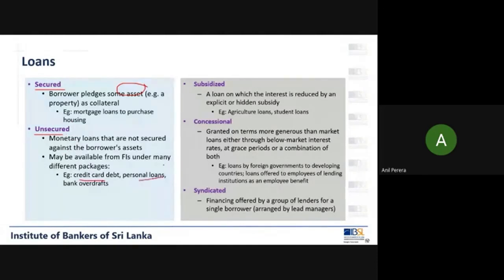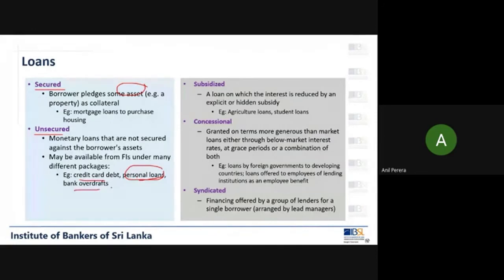Personal loans are unsecured loans. For example, people borrow for 2 years, 3 years for personal needs, not for investment purposes like housing or vehicles or whatever. Personal loans are basically to facilitate some temporary cash needs. These personal loans are unsecured. There is no security involved. Mostly the guarantor will provide a guarantee that you will pay.